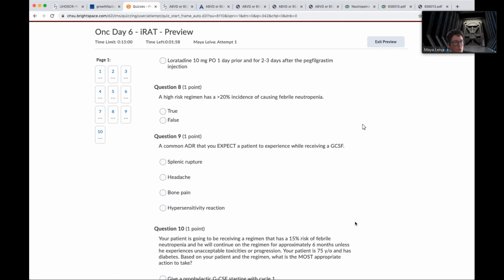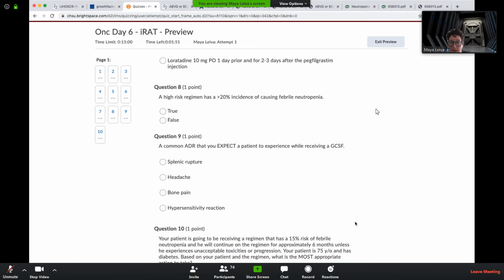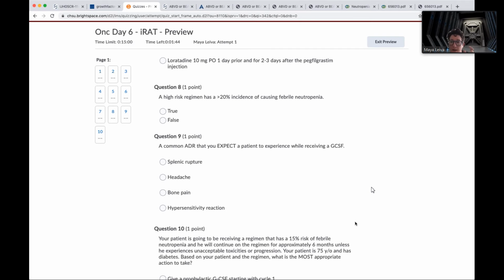So when you do the application later, I really want you to focus on, okay, what's the incidence of febrile neutropenia? Because that is something that could require hospitalization or treatment. And if you can't figure out what the rate of febrile neutropenia was in a study, look to see what the severe infections were, because often they'll correlate. Does that make sense? Cool. Okay, a common ADR that you expect a patient to experience while receiving a GCSF.